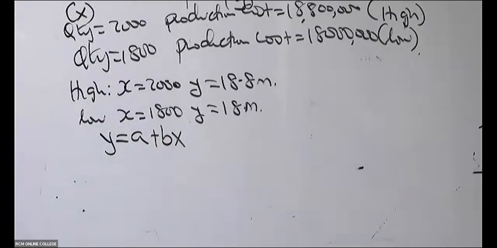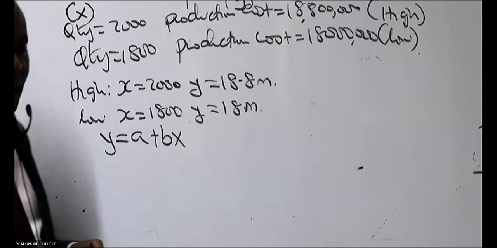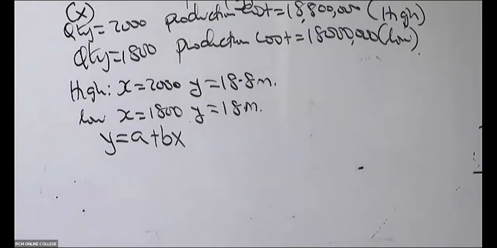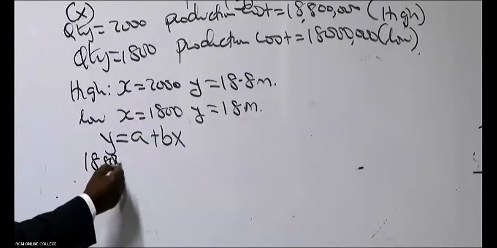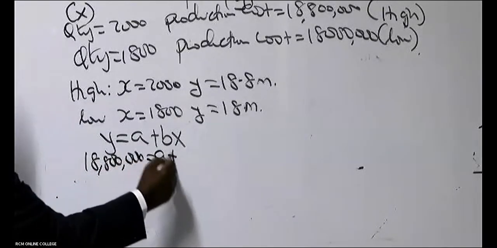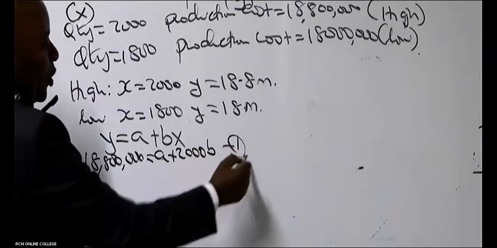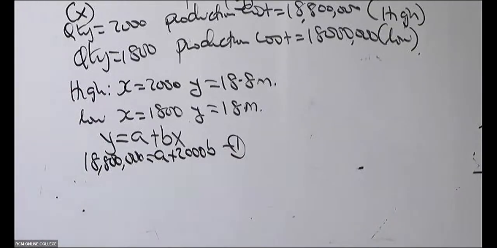So I would want to see how students are forming their equations. Will you be able to do that? Very easy. Before you pick your calculator, just form the two equations. Write them down. So here, we can see y is 18,800,000, equals a plus bx, so b times 2,000, 2,000b, equation number one.